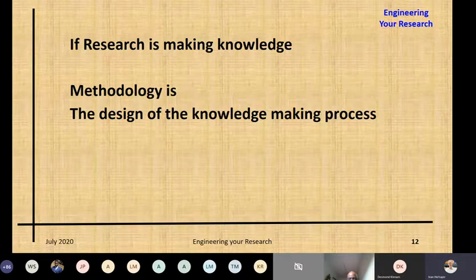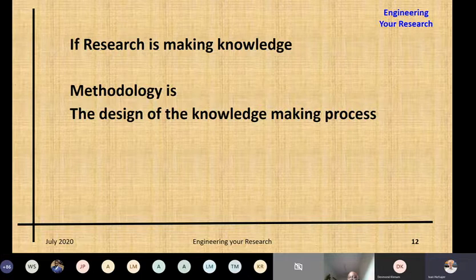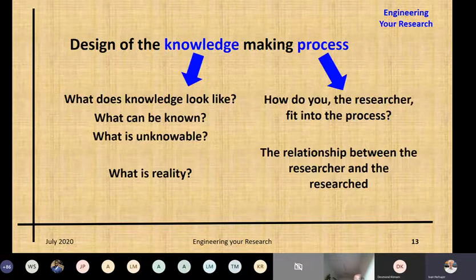Now, designing processes is something that engineers are quite familiar with, and we do this all the time. So that's not a concept that's strange or unusual. But in designing this knowledge-making process, there are two things that are vitally important that we often don't think about, that we ignore, and it comes back and bites us later on, right? So those two things are, first of all, if we look at the design of the knowledge-making process, we first have knowledge.